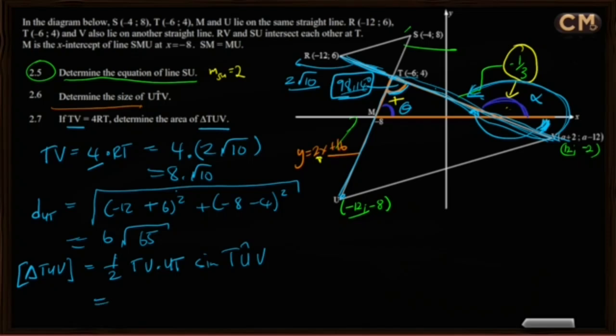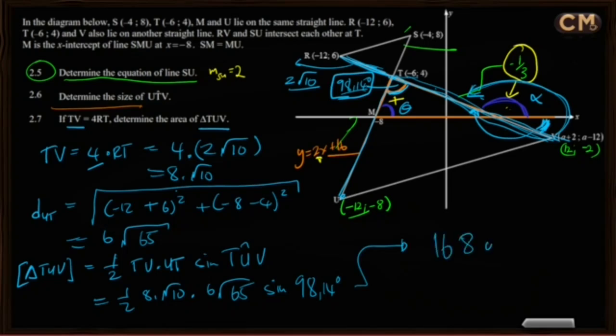So that gives us the area rule, which is just 1/2 of, well, TV is 8 times the square root of 10, and then UT is equal to 6 times the square root of 65, multiplied by sine of 98.14 degrees. If all that is done perfectly, to the nearest whole number, we'll have 168 units squared.